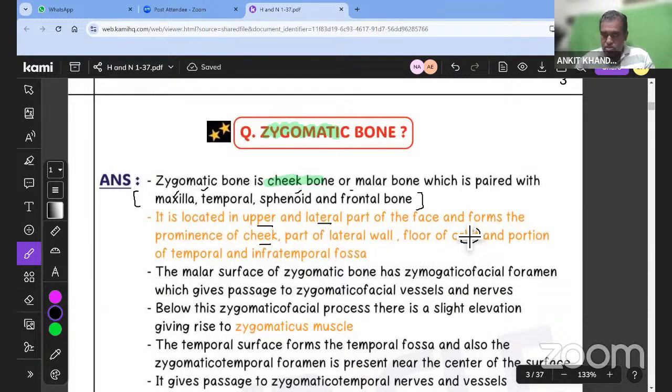Okay, it also forms parts of the orbit. Which part of the orbit? The lateral wall of the orbit, then the floor of the orbit, because this is the zygomatic bone, right? This is the zygomatic bone. So it is forming a part of the floor of the orbit. It is also forming a part of the lateral wall of the orbit, right? So this is the zygomatic bone over here.